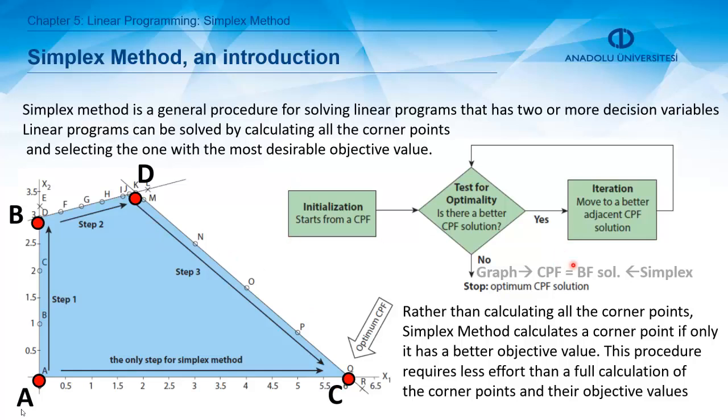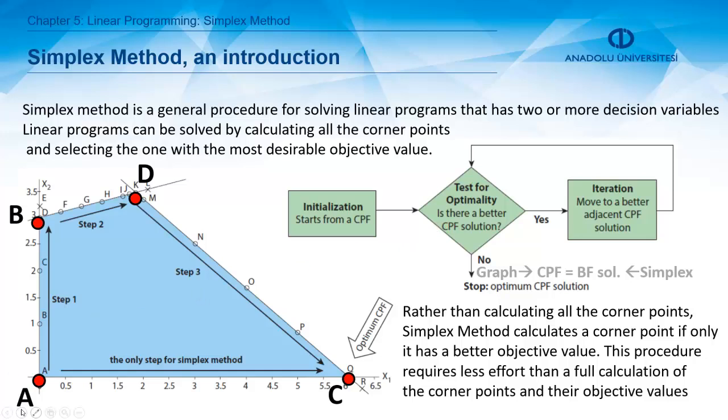Here in the middle, in the green boxes, we have the main steps of Simplex Method. The first step is initialization. The method begins with an arbitrary selection of any of these points. Let our initial corner point feasible be point A. The next step is determining if the corner point A is optimal or not.